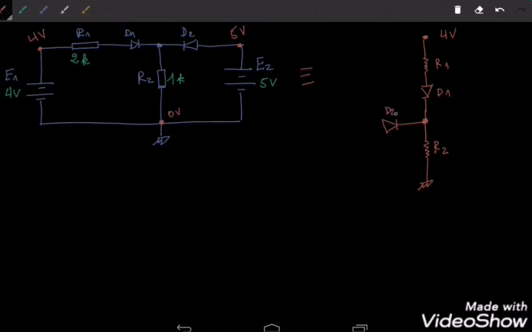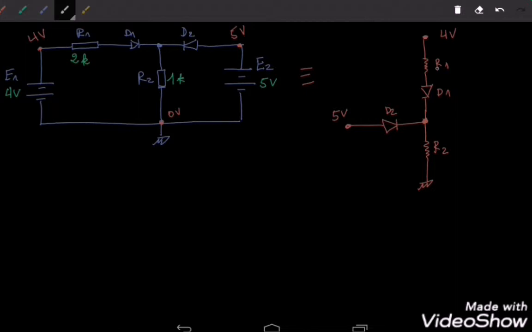D2, whose anode is connected to a potential of 5 volts. So let's start the analysis of this circuit. I would like to start by assuming that D2 is blocked. So I will assume that this diode here is blocked.